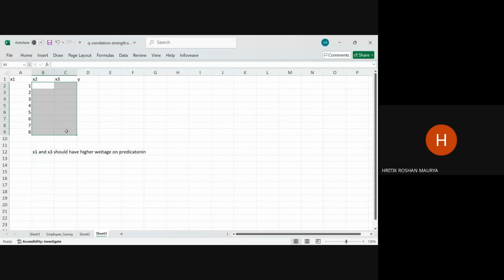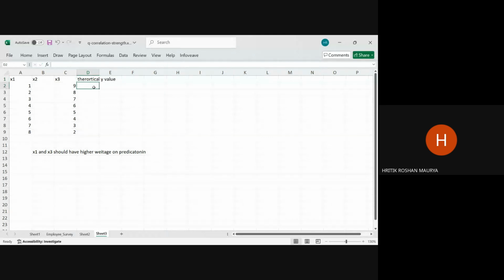I am removing all this data. So this is linear data, and for x3, what value could I take? Just the reverse order: 8, 9, 7, and I could follow the trend, 8, 7. So I should follow this trend. And this y value is the theoretical y value, not the actual y value.